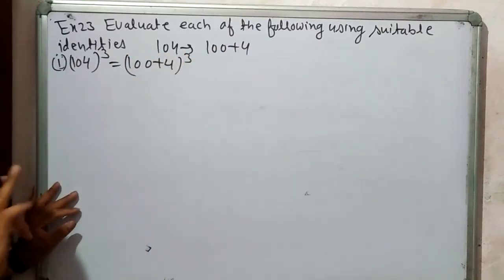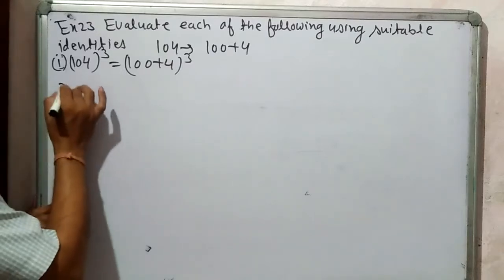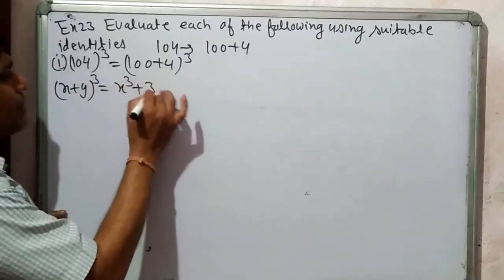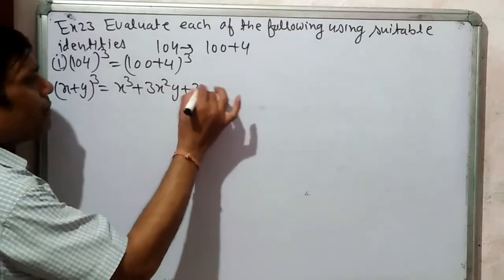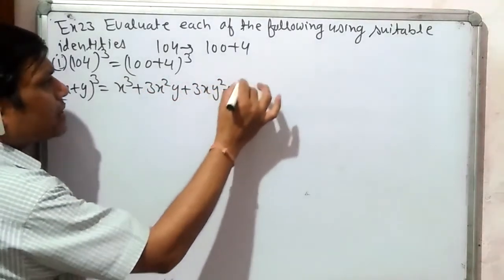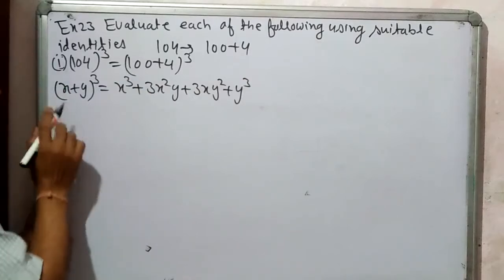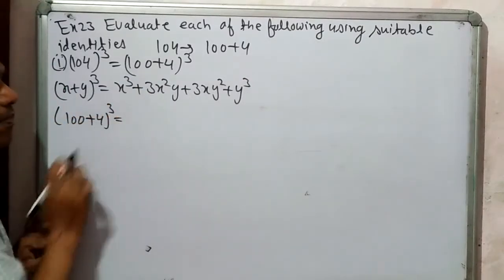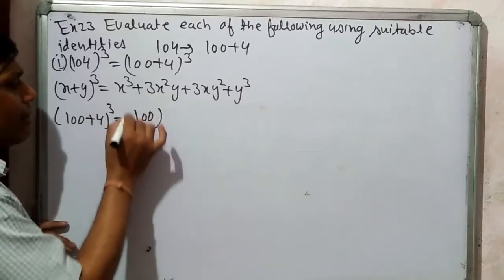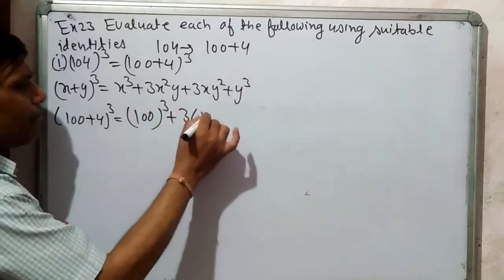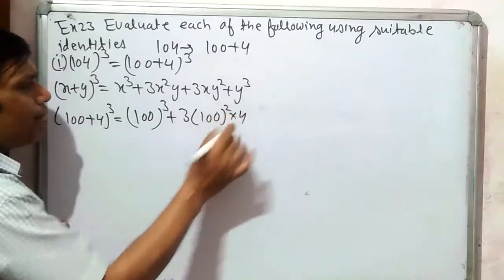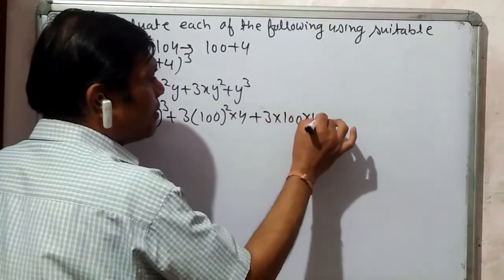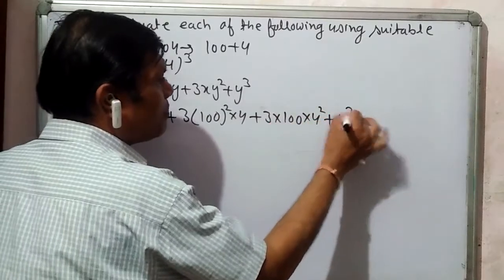Now which identity is it? x plus y whole cube. Write the identity: x plus y whole cube is x cube plus 3x square y plus 3xy square plus y cube. In place of x we have 100, in place of y we have 4. Put it over here: 100 cube plus 3 multiplied by 100 square multiplied by y, that is 4, plus 3 multiplied by 100 multiplied by 4 square plus 4 cube.